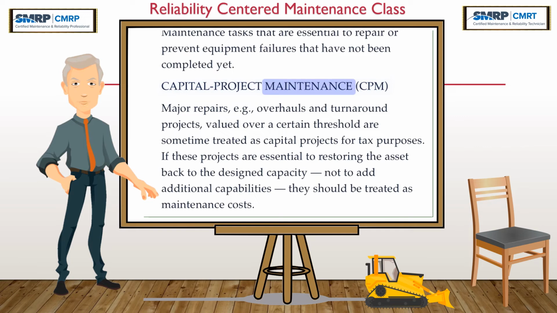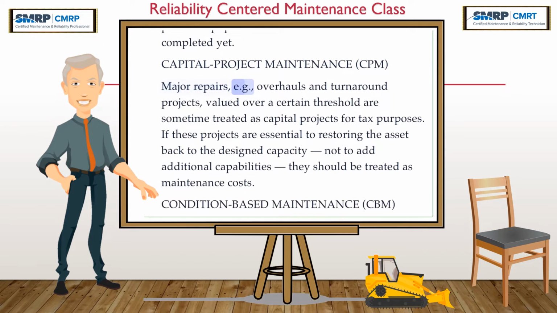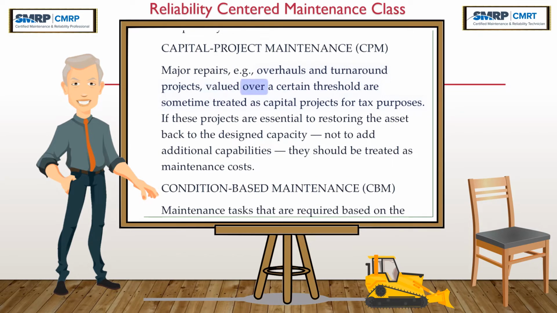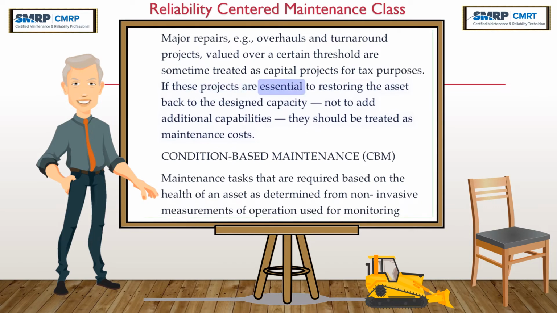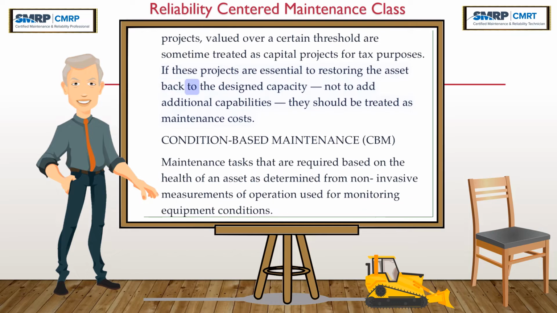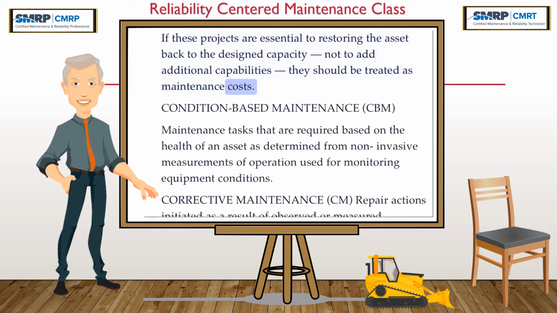Capital project maintenance, CPM. Major repairs, for example, overhauls and turnaround projects, valued over a certain threshold, are sometimes treated as capital projects for tax purposes. If these projects are essential to restoring the asset back to the design capacity, not to add additional capabilities, they should be treated as maintenance costs.